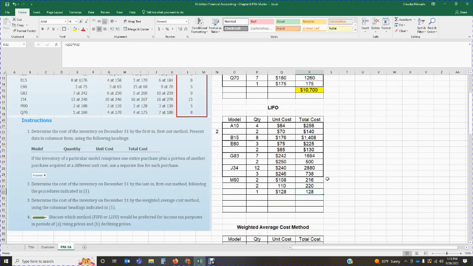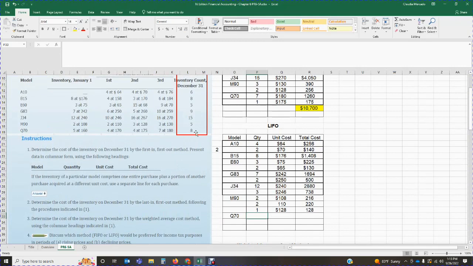And then last but not least, we've got Q70. For Q70, we have 8 units remaining. Remember, we are keeping the oldest, so let's go from the oldest to newest. I have 5 units at 160. The problem says that we have 8 remaining, so we have 5, and then I need 3 more units to come up with that 8 unit count. Those are at 170. Okay, and now we can get our total.